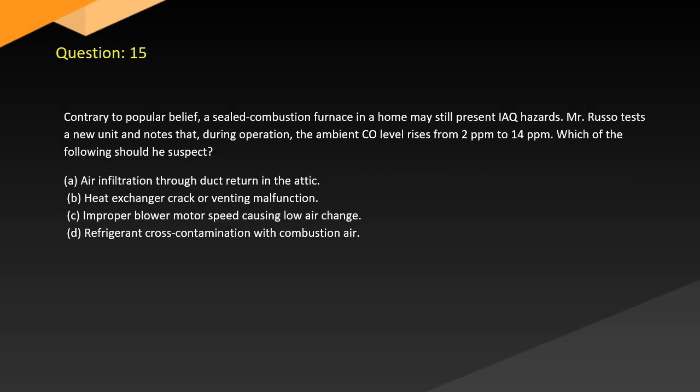Question 15. Contrary to popular belief, a sealed combustion furnace in a home may still present IEQ hazards. Mr. Russo tests a new unit and notes that, during operation, the ambient CO level rises from 2 ppm to 4 ppm. Which of the following should he suspect? A. Air infiltration through duct return in the attic. B. Heat exchanger crack or venting malfunction. C. Improper blower motor speed causing low air change. D. Refrigerant cross-contamination with combustion.